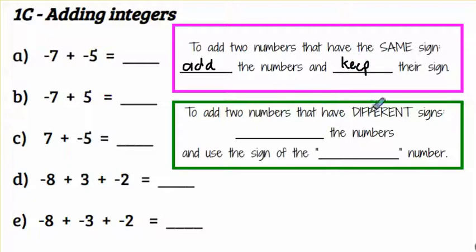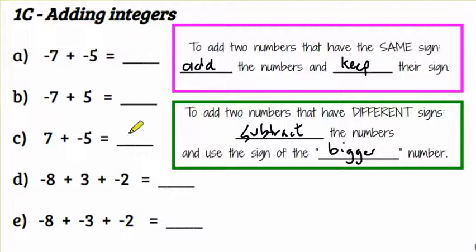When we're adding two numbers that have different signs, meaning one is positive and the other one's negative, we subtract those numbers and we keep the sign of the quote-unquote bigger number. If we're going to be technical, it is the number with the larger absolute value. All right, but in our human minds, we typically just think bigger number.